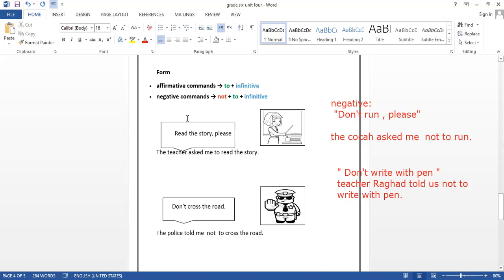Okay, it's very easy. So if we have affirmative sentence, we are going to put to plus the infinitive, whole verb one. If we have a negative command, teacher, whole imperative sentence, هي جملة الأمر, we put not to and the infinitive verb. Okay, the infinitive verb, whole verb one. We don't change the verb and we don't also change the what? The pronouns. تمام?